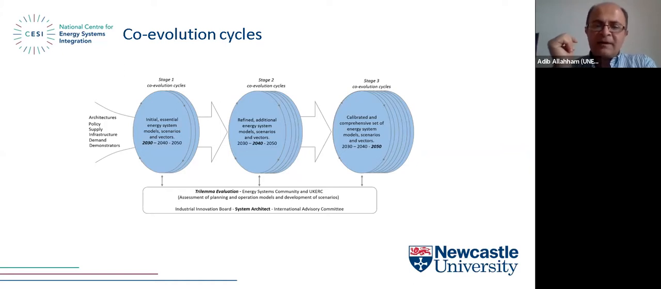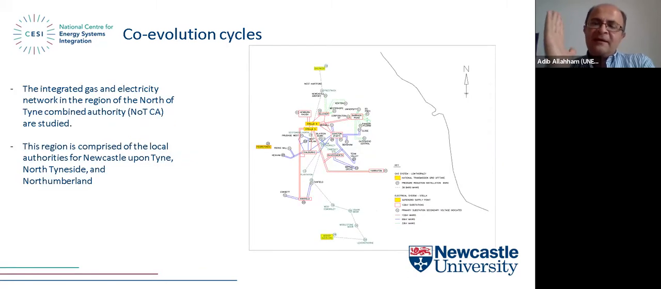So now, next slide, please, Hamid. So as part of co-evaluation cycle 2, we try to go for a bigger demonstrator, and we consider the North of Tyne combined authority. Here I show the general network, if you want, of the gas and electricity network, just to show how complicated this network is.